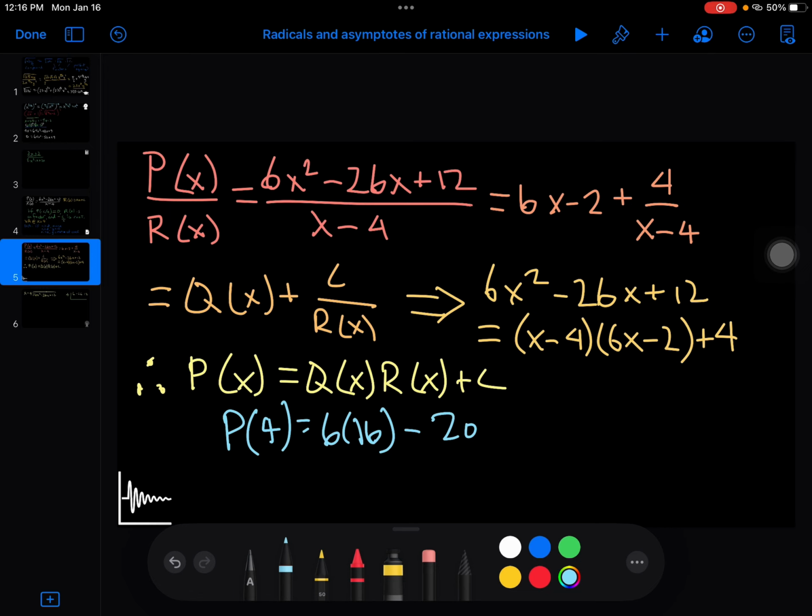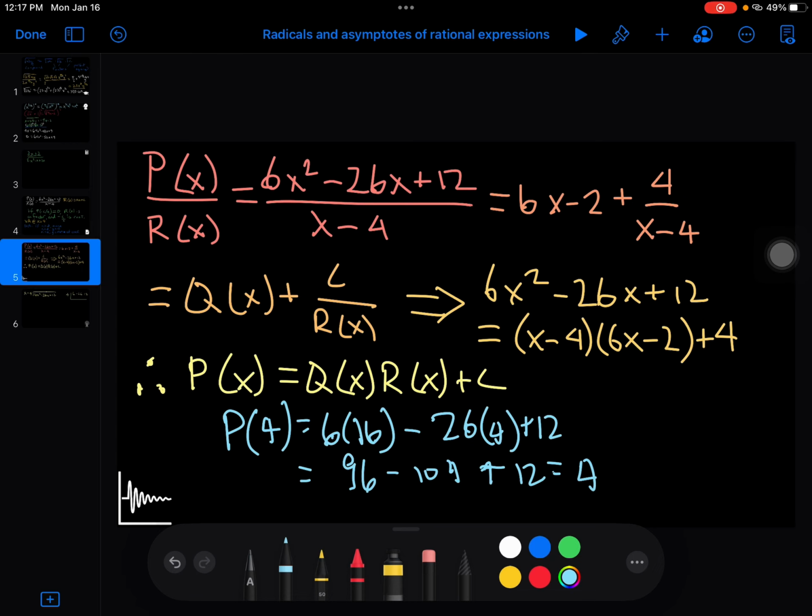We can do that next time. 26 times 4 plus 12. And so 6 times 16, 6 times 10 is 60, 6 times 6 is 36, that's 96 together. 20 times 4 is 80, 6 times 4 is 24. That's 104, but we're going to add a negative. It should be a negative. 96 minus 104 is negative 8. Negative 8 plus 12 is 4. So it's a quicker, easier way of finding the remainder, or finding out if it's a factor.